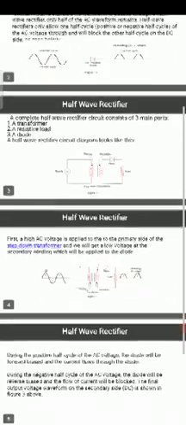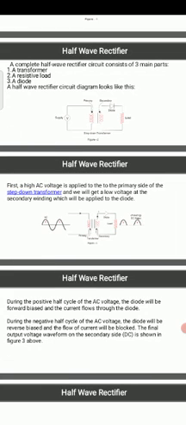After that, during the positive half cycle, see here one diode is connected, with anode and cathode. During the positive half cycle of the AC voltage the diode will be forward biased, and current flows through the diode. All of you observe in the diagram, during the positive half cycle of the AC voltage the diode will be forward biased.